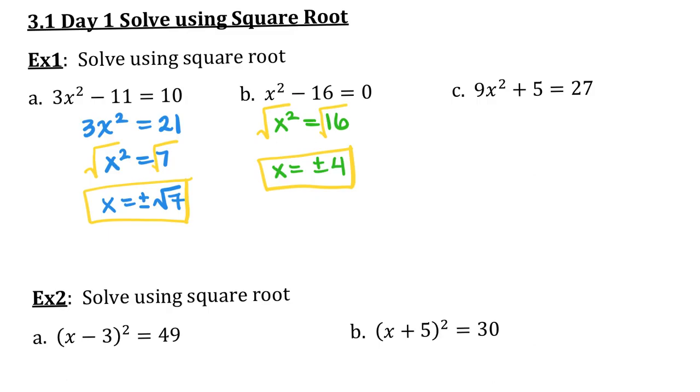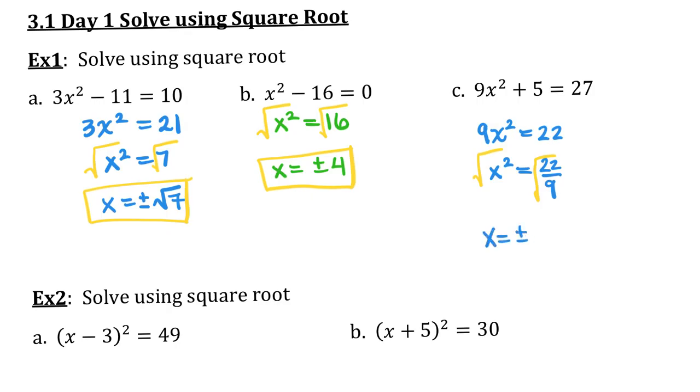Okay, let's try the next one. Let's minus the 5. 22 divide by 9. 22 divided by 9 is a fraction. Okay, I'm okay with fractions. Let's square root it. x equals, I'm going to get a positive and a negative.